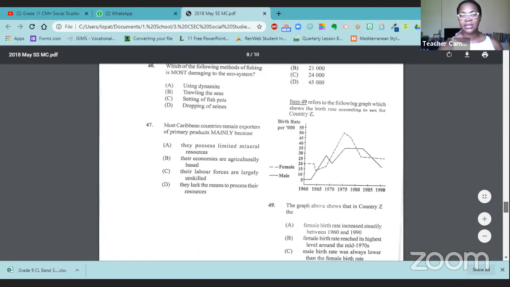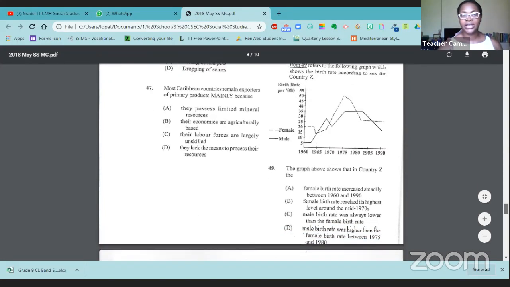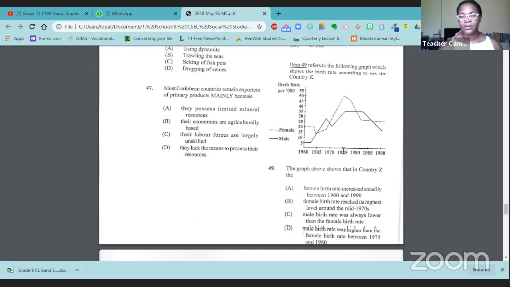49 refers to the graph you're looking at there. And the question asks, the graph above shows that in country Z, and the answer would be B, definitely. Female birth rate reaches highest level around the mid-1970s. Female birth rate is depicted by the broken line and the male birth rate by the continuous line. And you can see between 1970 to 1980, the midpoint would be 1975. And of course, you can see that it was the highest for the female population.